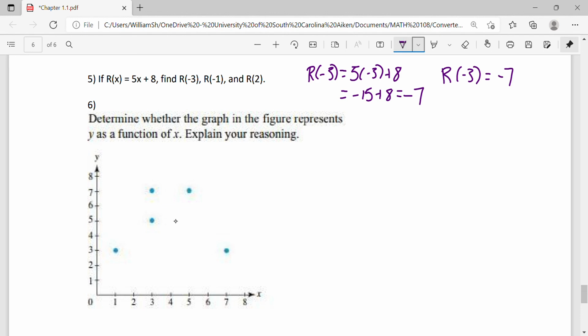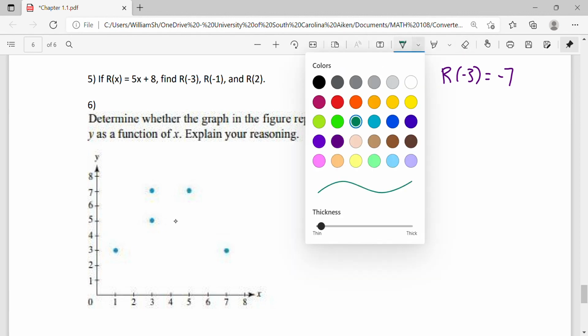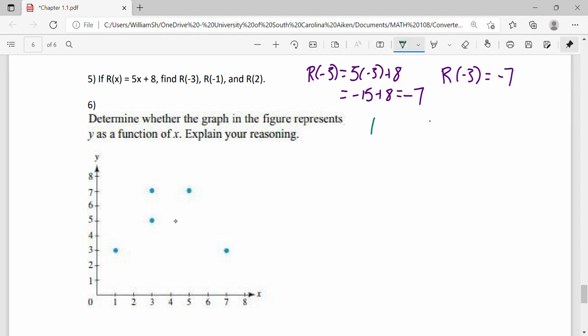Now if I want to follow up and find r, let's do it in another color. Keep it kind of separated here. So if I want to find r of negative 1, I do the same thing. I say 5 times negative 1 plus 8 gives me negative 5 plus 8. Negative 5 plus 8 is a positive 3. So r of negative 1 equals 3.